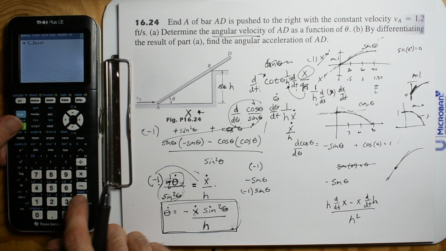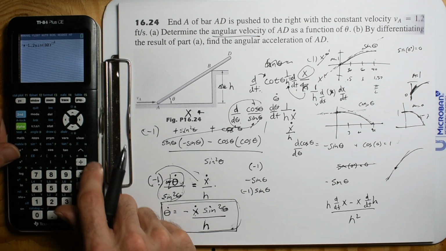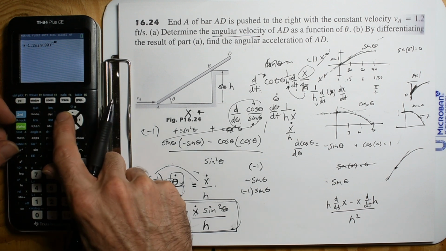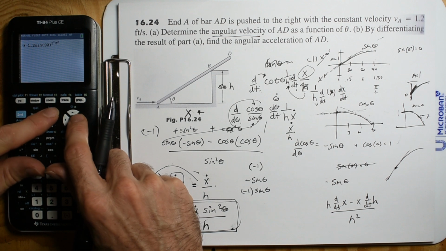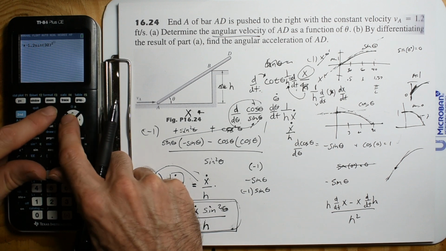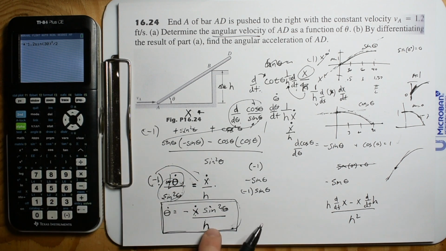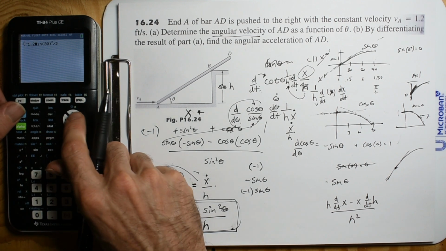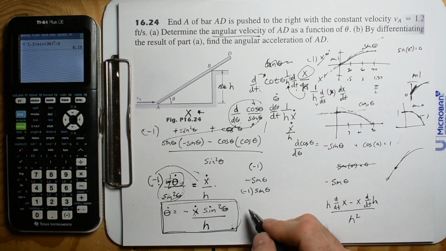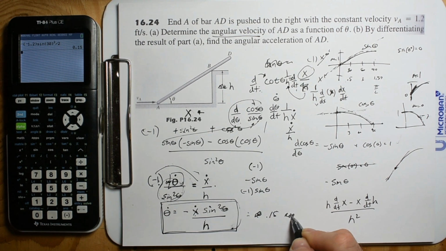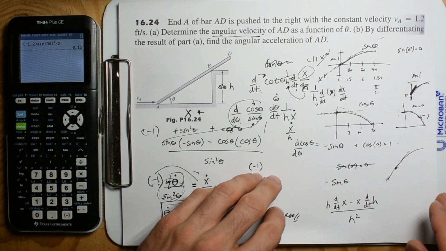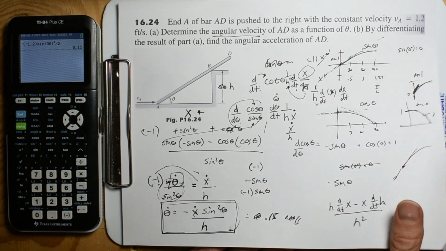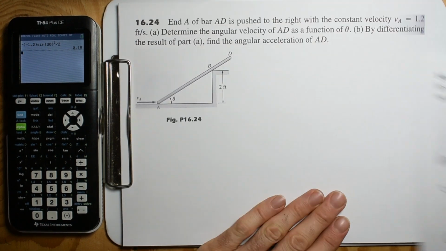And then sine 30 squared. Oh, man. And then divided by 2 for this h. Alright, and so we get that 0.15 radians per second. Okay, I'm so ready for bed, but we're going to do this one more time.